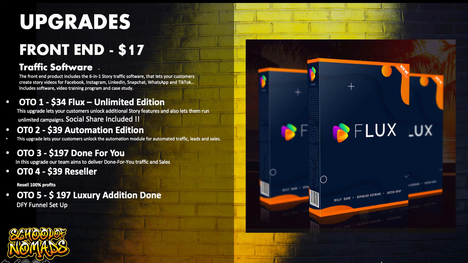Then you've got $39 for the automation edition. Then you've got OTO 3, $197, done for you. Apparently there's some done-for-you traffic and sales that they set up for you. $39 is a reseller license. You can actually resell this product for yourself for 100% of the profits. And $197 gets you a done-for-you funnel setup.